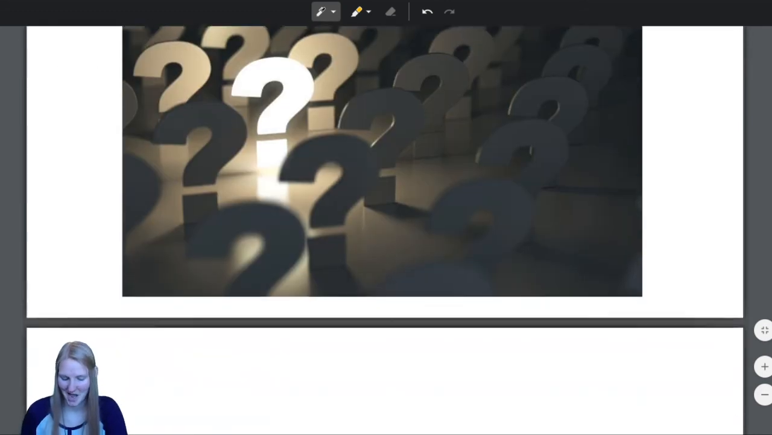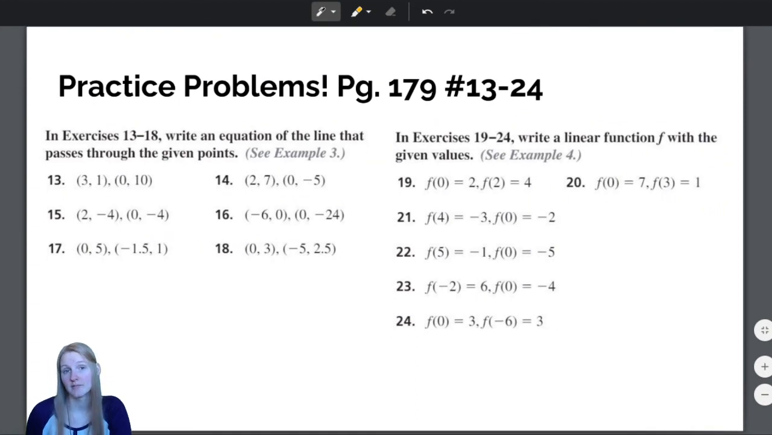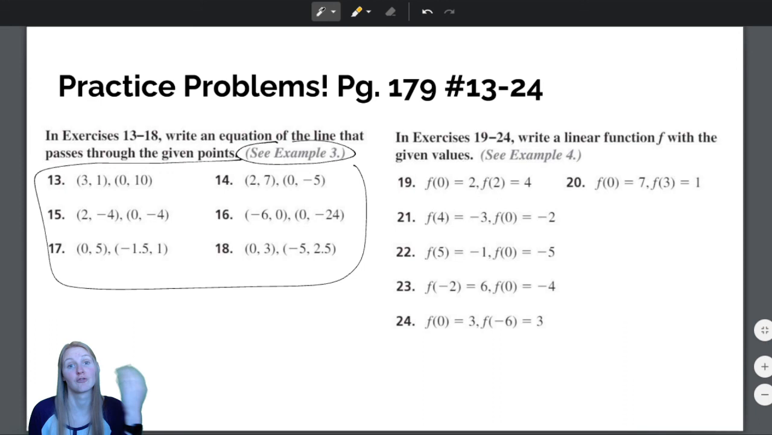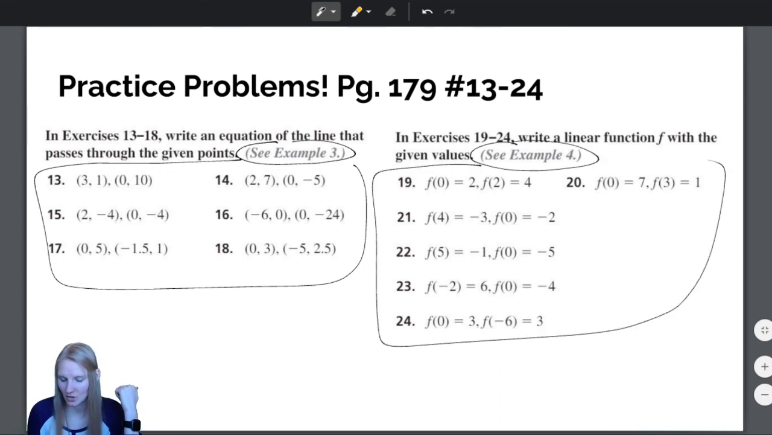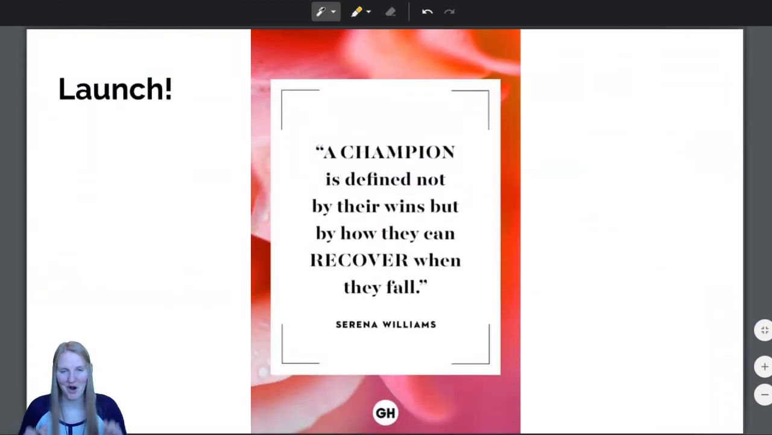All right, cool. Here are some practice problems that you can try to practice the skills that you have learned in this video. Remember, the first set of problems matches the first example that we did, and the second set of problems matches the second example that we did. Alrighty, and of course, let's end our video with a launch, shall we?